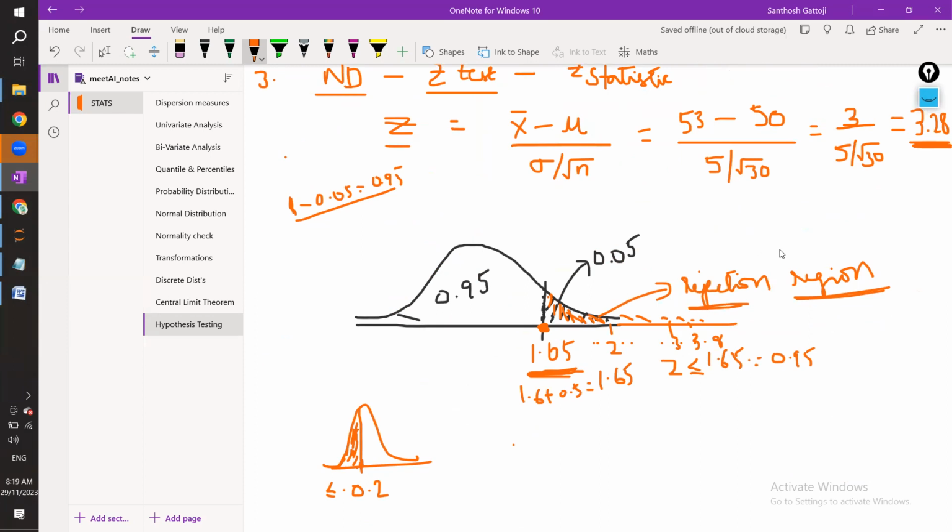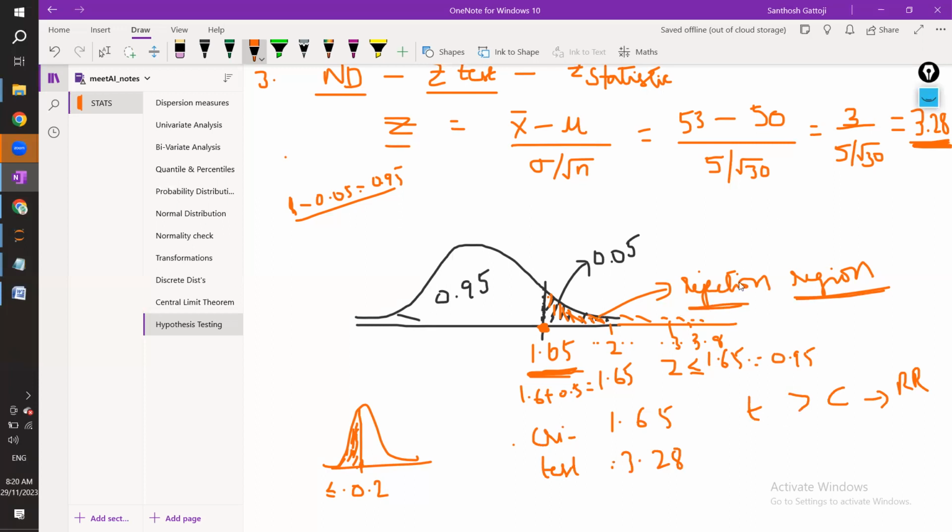So now, since this value is 3.28, obviously this 3.28 is greater than our critical value. What is our critical value? Our critical value is 1.65, and our test statistic is 3.28. So obviously our test statistic is greater than the critical value. That means it is falling in the rejection region. Agree? So that means you can reject the null hypothesis.